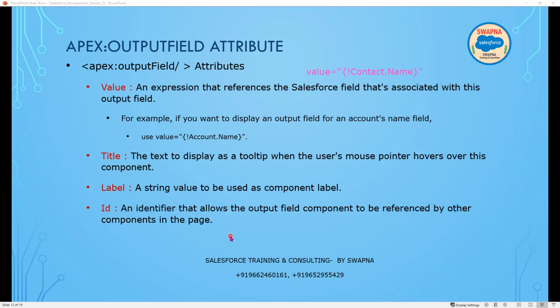And the next one we have is ID. ID is an identifier that allows the output field component to be referenced by any other component.